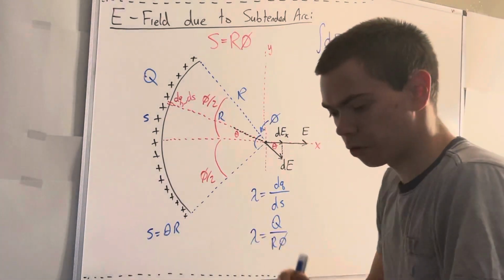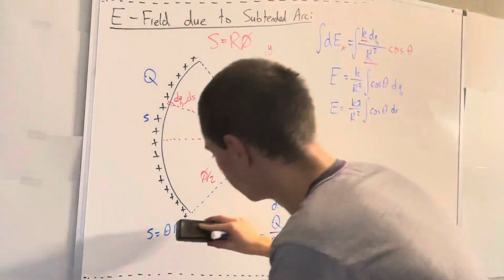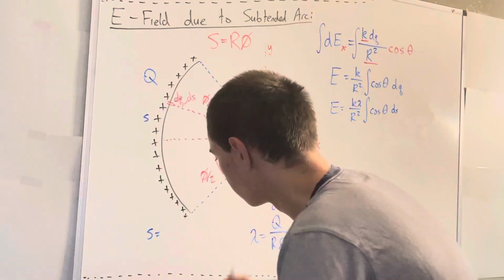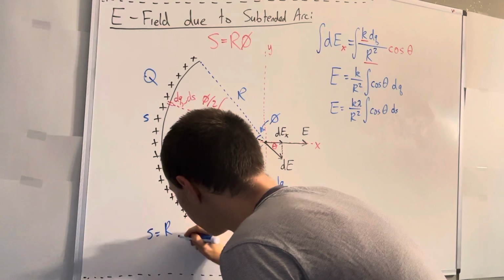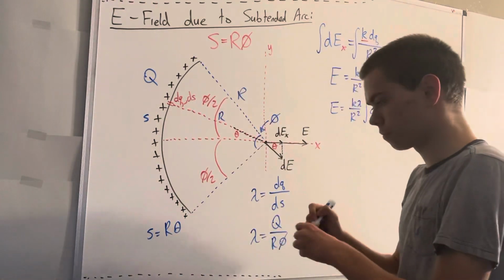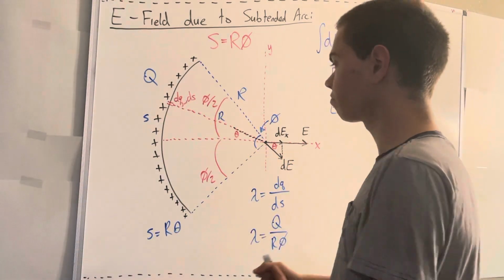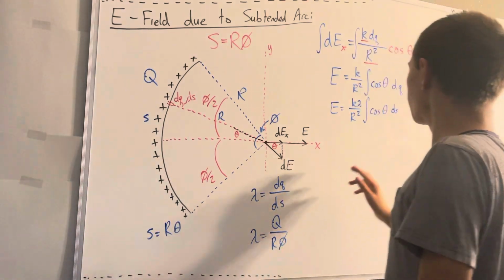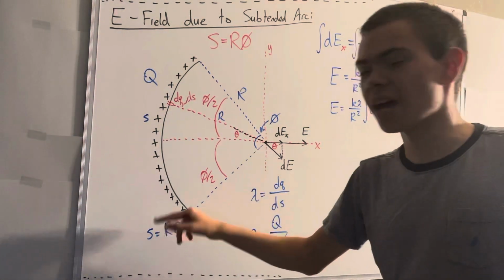Or I'm going to reverse that because we wrote r phi here, so I'm going to write this as r theta, right? Lowercase s is equal to r theta. That's basically what we have here, right? But we're looking for ds, not s.